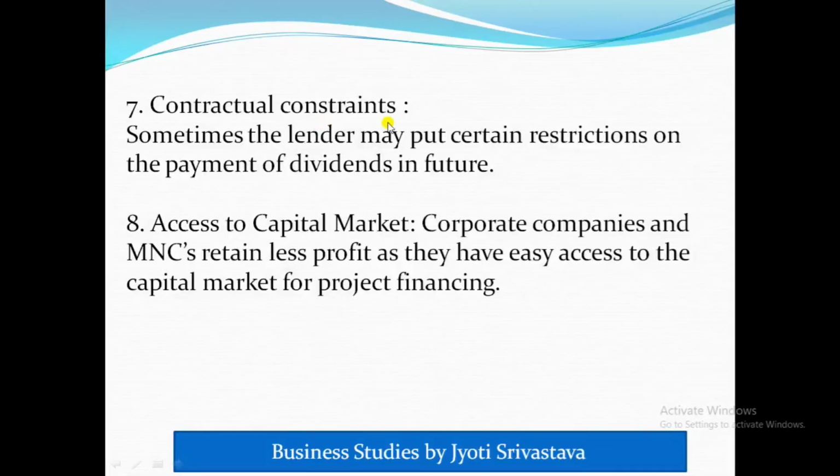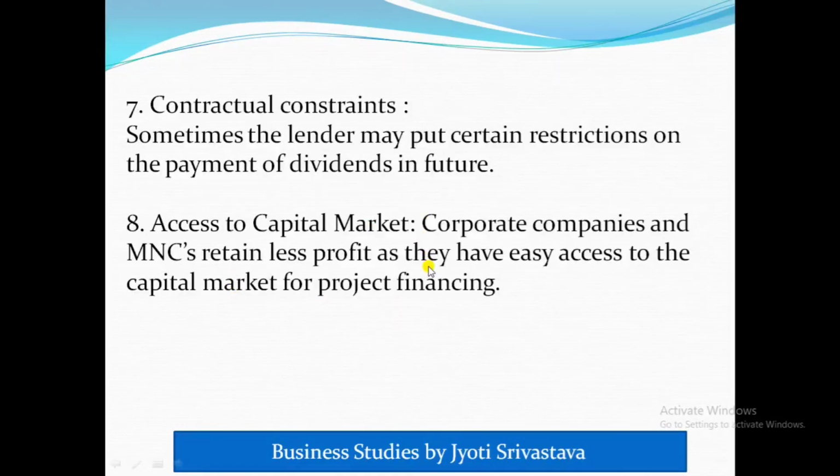before declaring the dividend. Then the last point is access to capital market. Corporate companies and MNCs retain less profit as they have easy access to the capital market for project financing. So student, you know that some companies are very reputed and known to all, and there are some companies, like some XYZ company, which is new for the investors and not known to the general public. Those reputed companies can easily raise funds from the capital market, so they need not retain the money, because whenever they require money, they will launch some shares and raise money through the capital market.